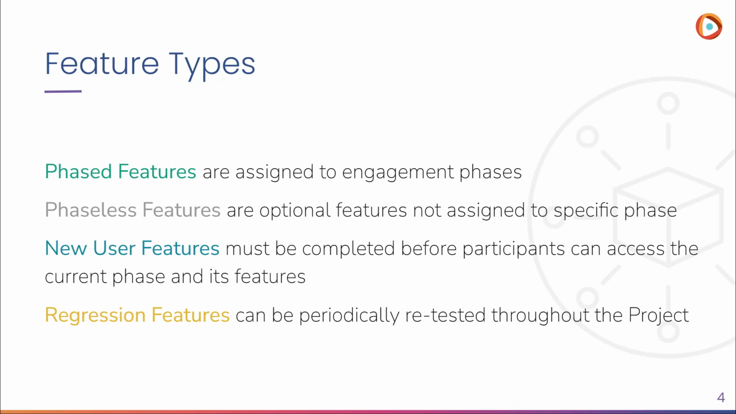New user features must be completed before participants can access the current phase and its features. This is really great for the first week of a test where everyone is in testing. You can have a set amount of features that everyone has to complete before they can move further. So that can be things like account setup and logging in for the first time and setting up the unit, etc. New user features are also great for testers who are joining in the middle of a project.